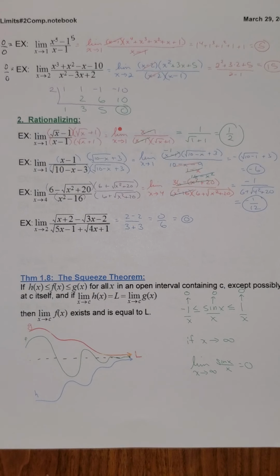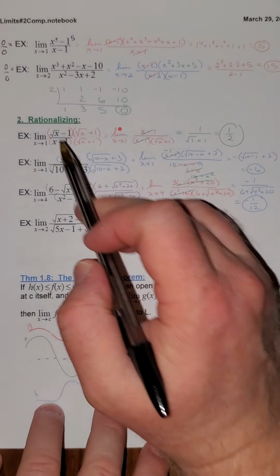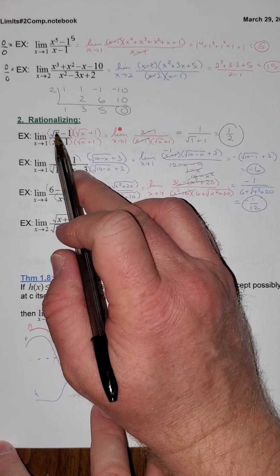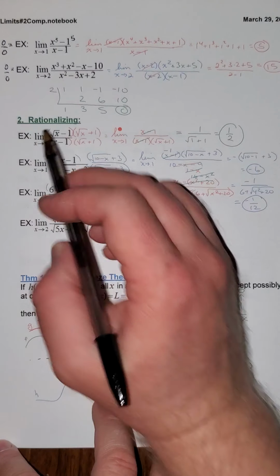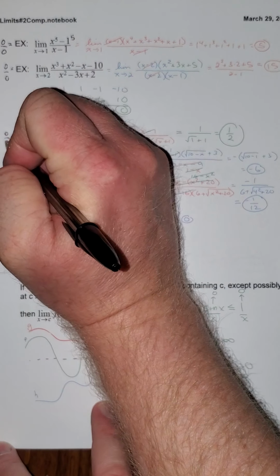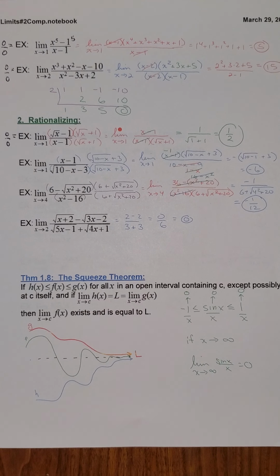Now, when is this useful? Remember, the first thing you're supposed to do is plug in the number. If I plug in the 1 here, I'd get 1 minus 1 over 1 minus 1. That again gives me 0 over 0. That, ladies and gentlemen, is an indeterminate form. So what am I supposed to do? Just quit? Say it doesn't exist? No. What you're going to do is you're going to rationalize. Now, where's the radical in this problem? The radical is on the top.